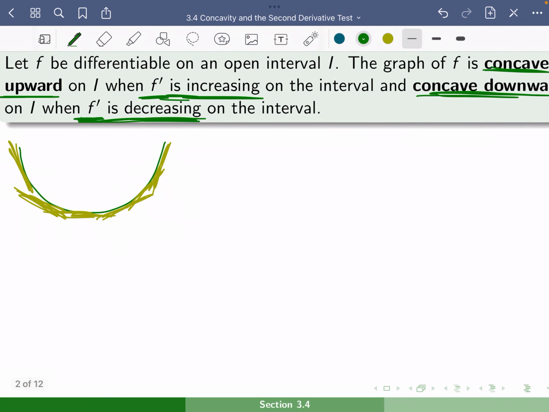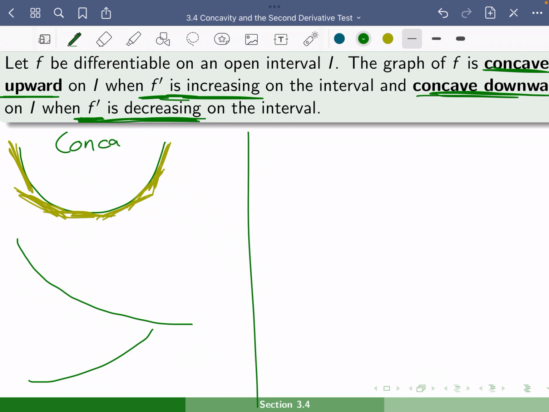Now that concave up, it can look like that bowl. It could be just like half of a bowl. Or it could be the other half of the bowl. Those are concave up. Your slopes of tangent lines, as you move from left to right, they are getting larger and larger.